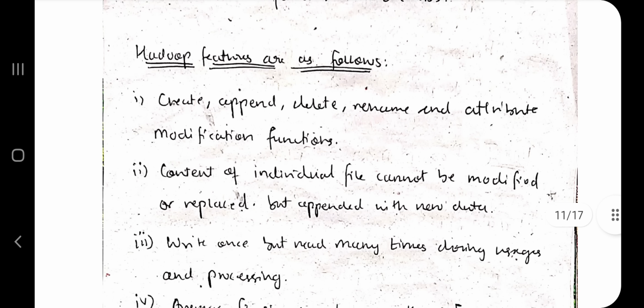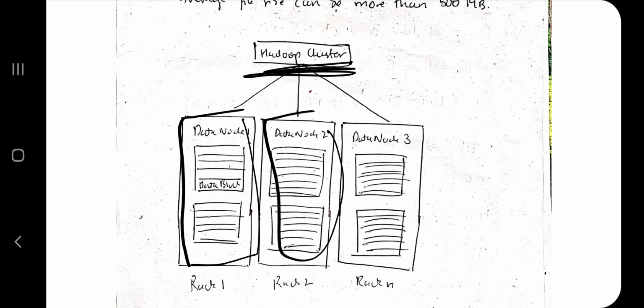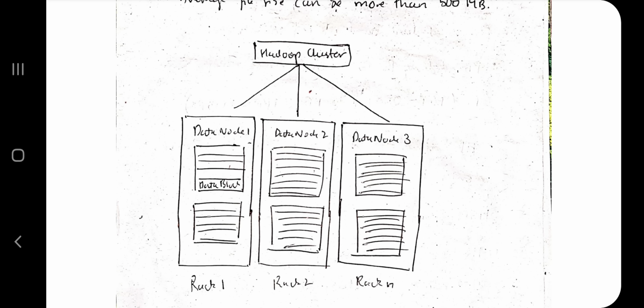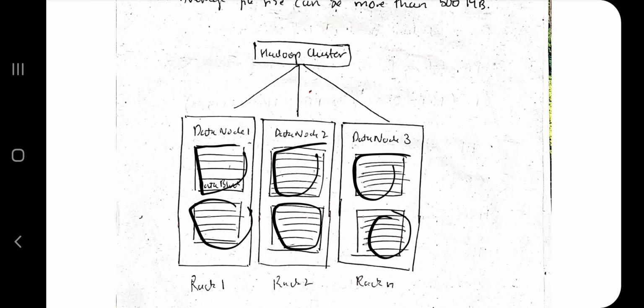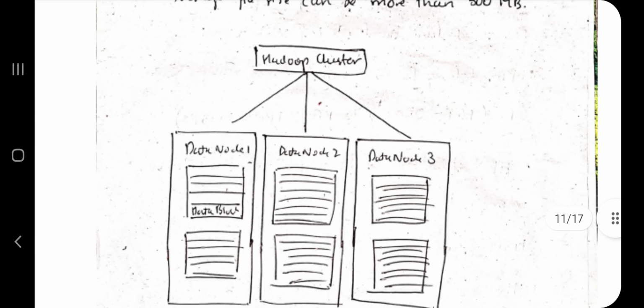I'll be explaining this using the diagram directly. See here, this is the Hadoop cluster. It consists of different racks. This is called rack 1, rack 2, and rack n. Inside a rack there are data nodes: one data node, two data node, three data node, four data node, and so on. And each data node has different blocks here. Each one is called a block, and this is 64 MB. This is what the data architecture is.